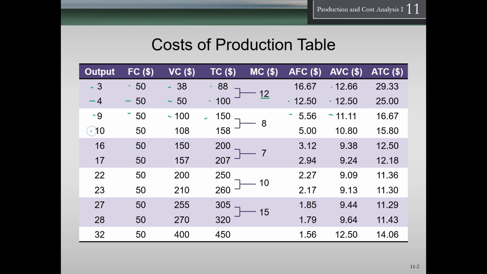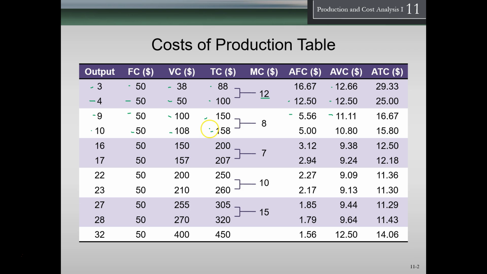Now we're going to make an output of 10 units. We're making 10 guitars. What's the fixed cost going to be? The same fixed cost, because it's like the rent. It doesn't change. Then we've got the variable cost at 108 in this case. Total cost, 50 plus the 108 is 158.